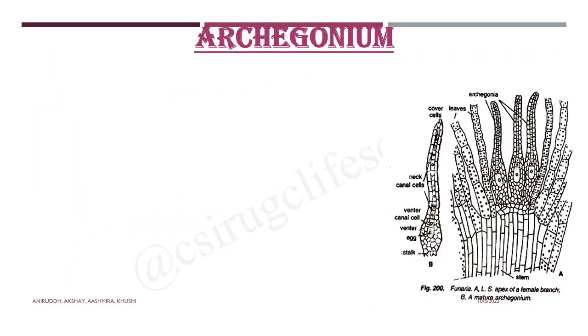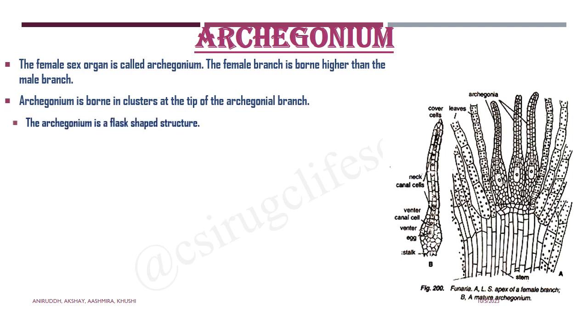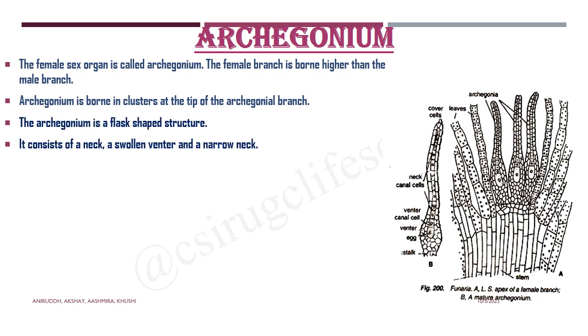Next one is archegonium. This is the female sex organ. The female branch is borne higher than the male branch. Archegonia are borne in clusters at the tip of the archegonial branch. The archegonium is a flask-shaped structure. It consists of a stalk, a swollen venter, and a narrow neck. It is attached to the female branch by a stalk.